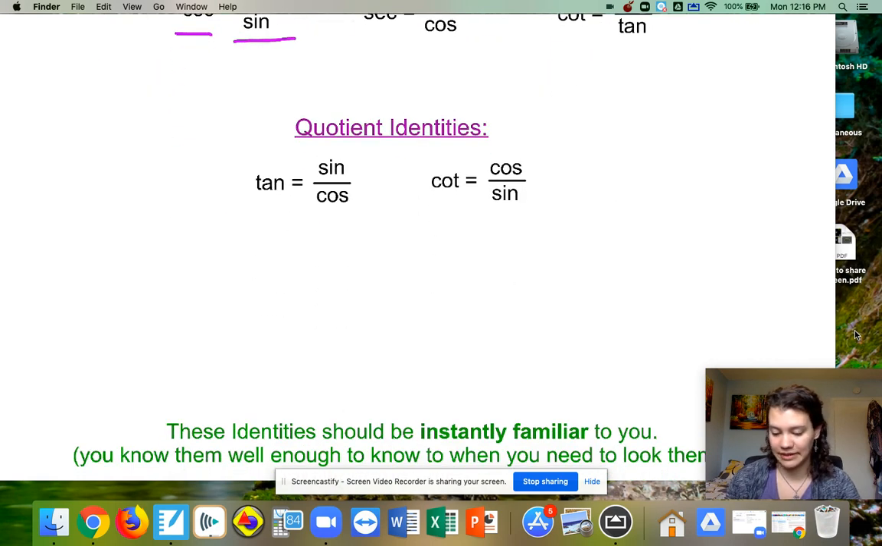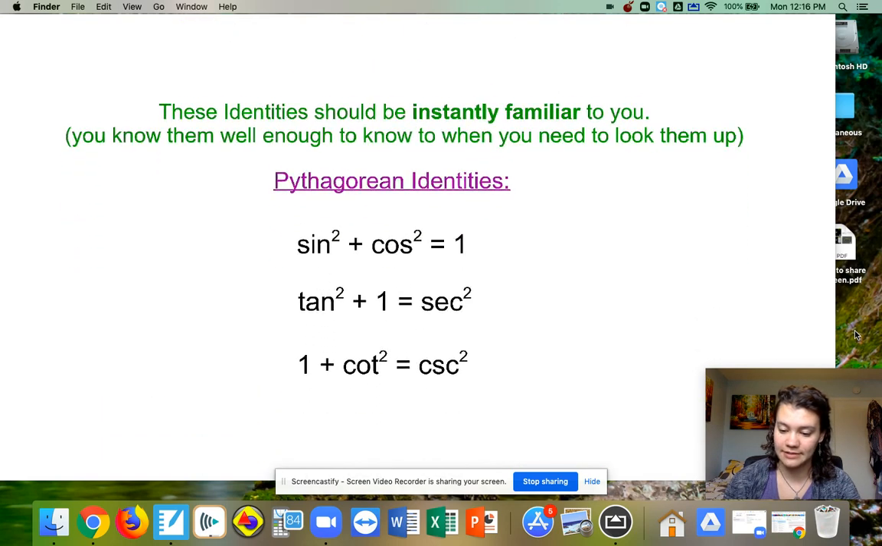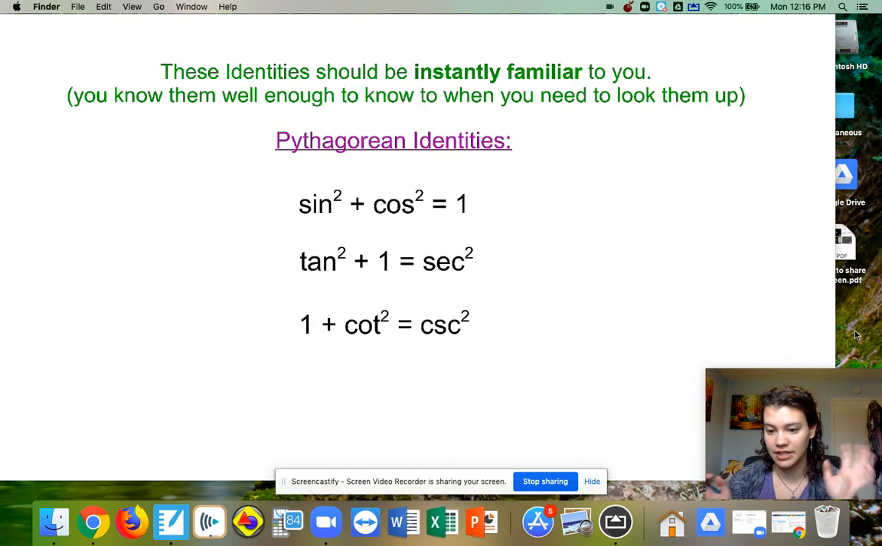Quotient identities, same thing. You should just know that tangent is sine over cosine, cotangent is cosine over sine. If you don't, it will be fine, but it'll take you longer to do work because you won't be able to just know them off the top of your head. These ones you should be familiar with, so when you see something like this, you can know, oh yeah, that's what this is. And you can still look it up, but you know where to look.